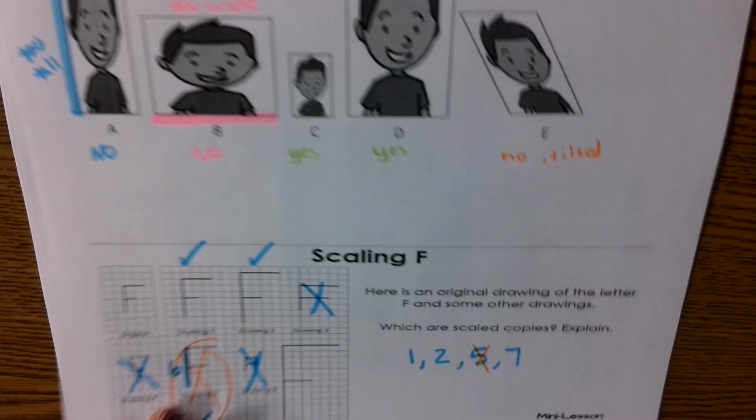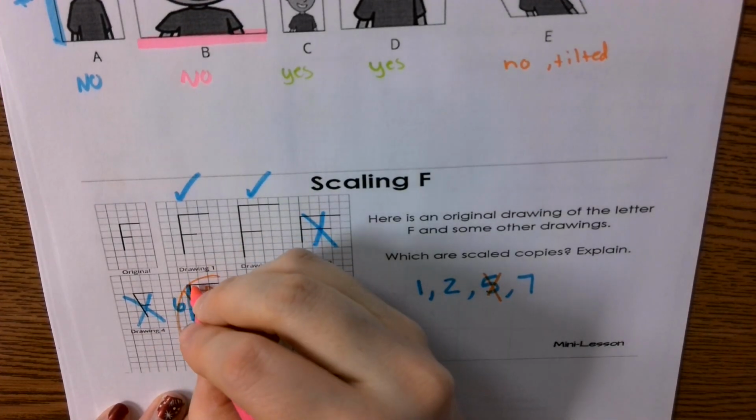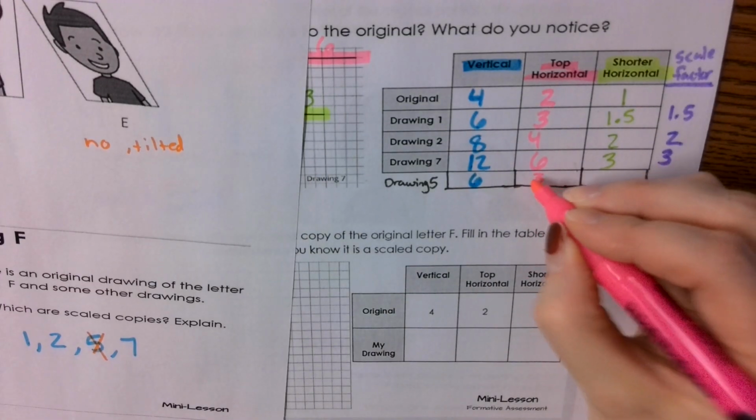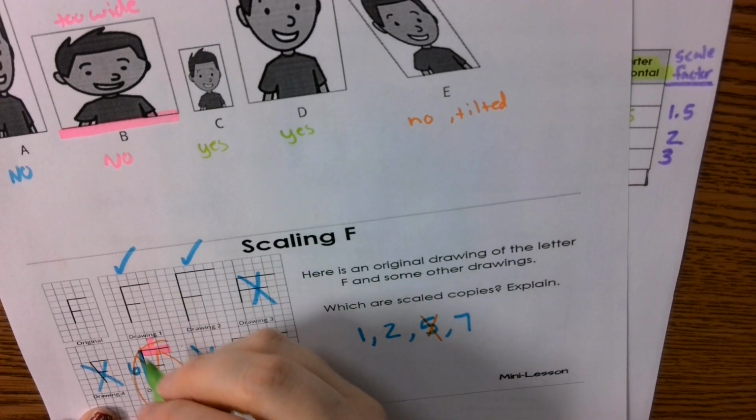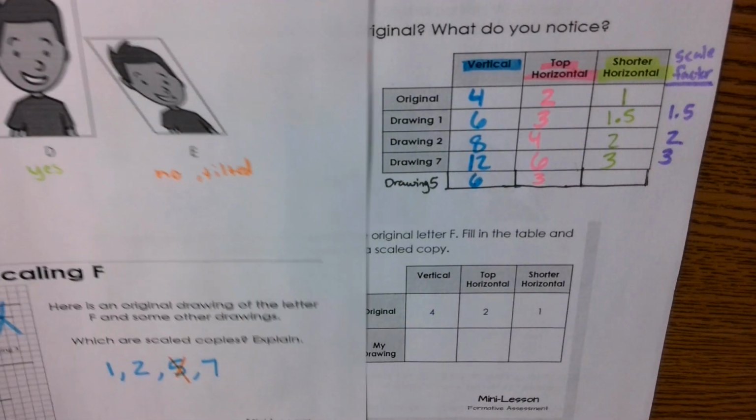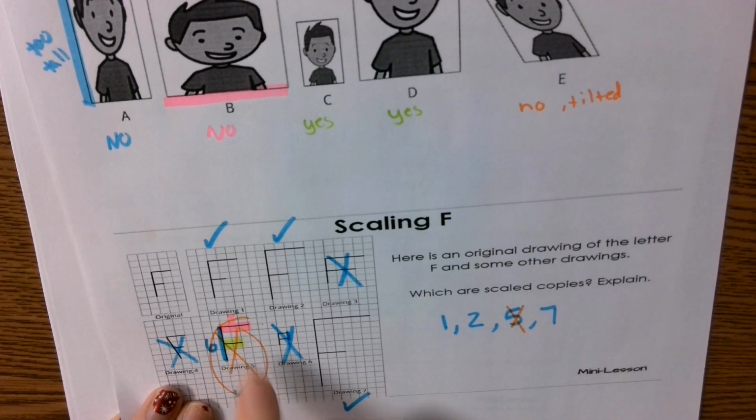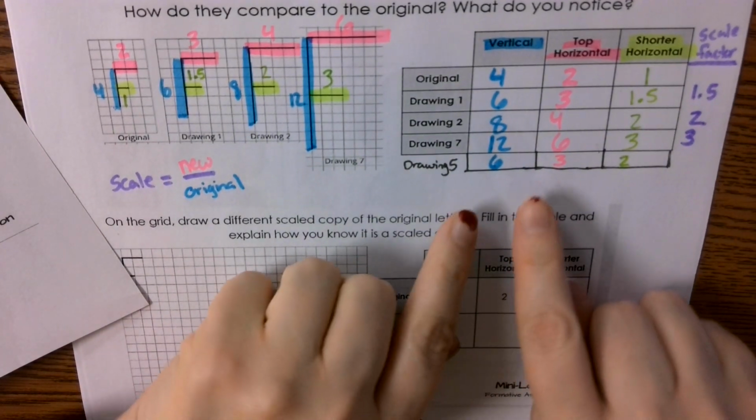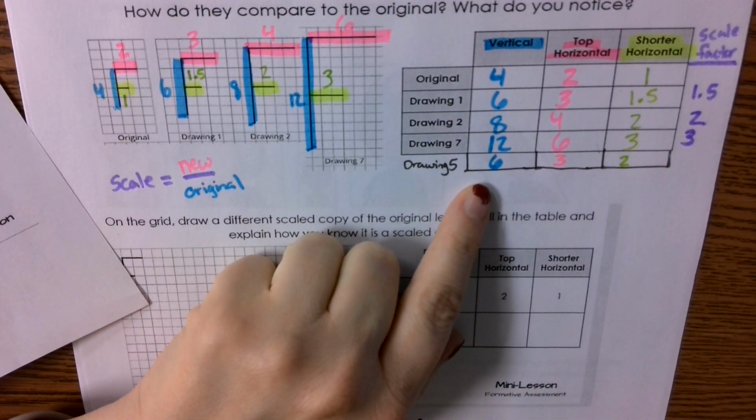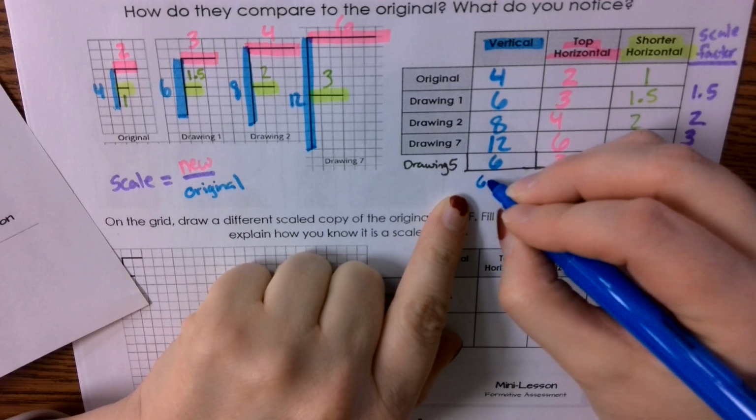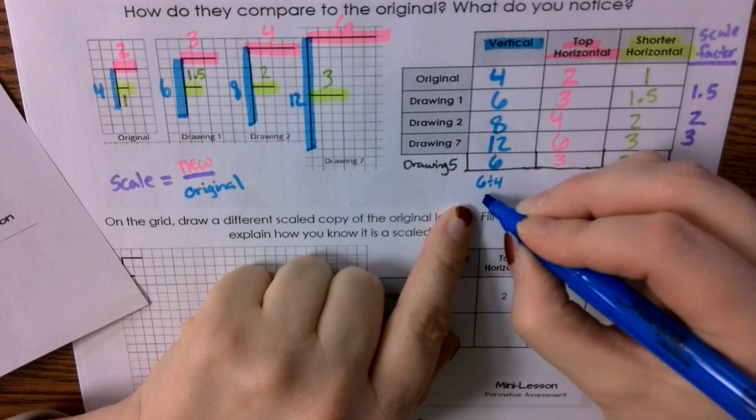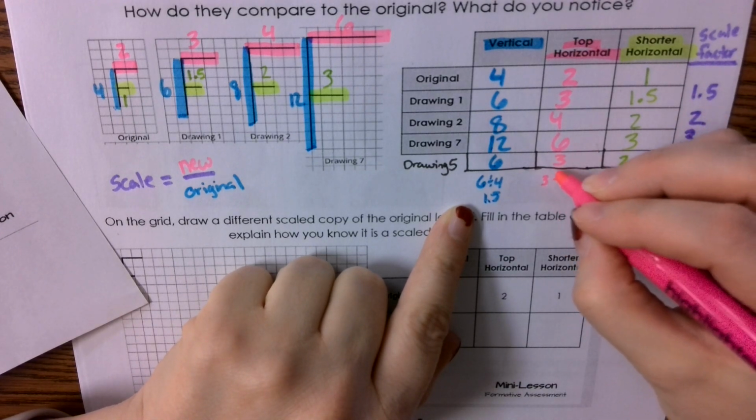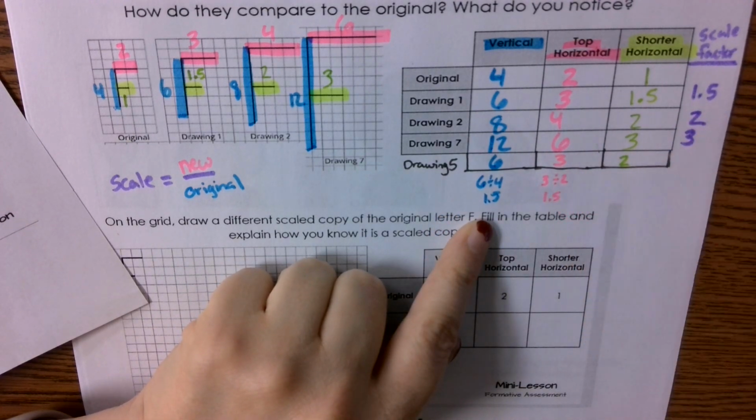What about the top horizontal? 3. Okay, and then what about the middle horizontal? How big was that? 2. Right? So if we're taking a look here for drawing 5, if we did 6 divided by 4, that would give us 1.5. If we do 3 divided by 2, that would give us 1.5.